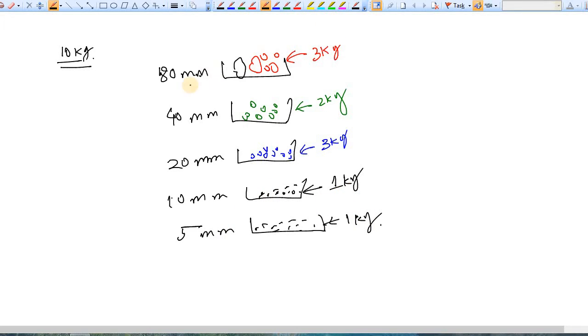So if we consider the 80 mm size, what is the cumulative weight retained here? That is 3 kg.